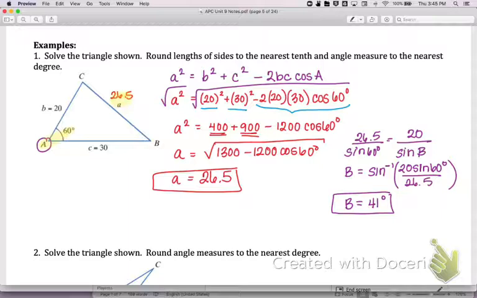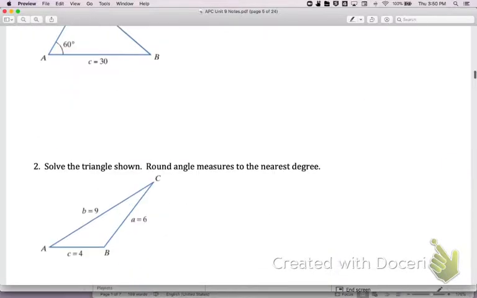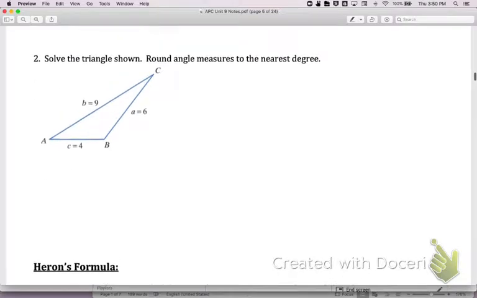So now, if I know that angle B is 41, we add those together. That's 101. Subtract from 180. We get that angle C has to be 79 degrees. Okay? So that's an example of a side angle side triangle. Let's look at one where we just have three sides.